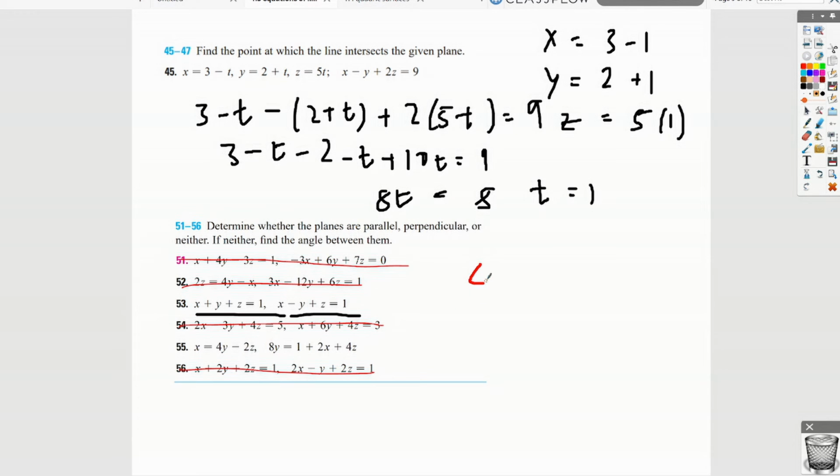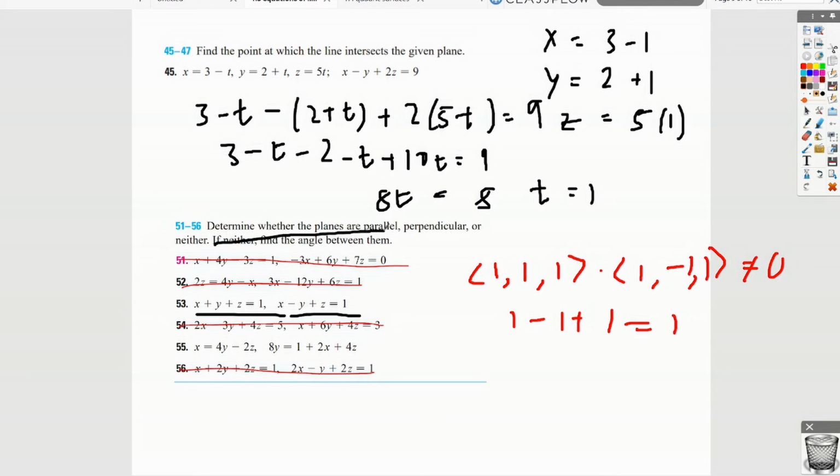1, 1, 1 dot 1, negative 1, 1. Is it equal to 0? It's not. 1 minus 1 plus 1 is 1. So they are not parallel, they're not perpendicular, and I'm not going to find the angle between them.